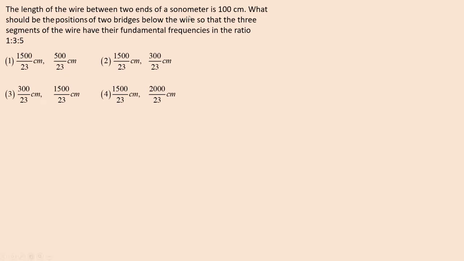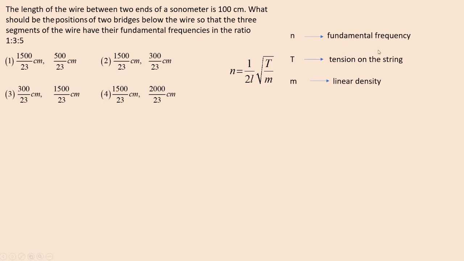The question is on a sonometer whose wire has got a length 100 centimeter. We now see the solution. The formula for the fundamental frequency in the case of sonometer is 1 by 2L root T by M. In this, N is the fundamental frequency, T is the tension on the string, M is linear density defined as mass per unit length. So N is equal to 1 by 2L root T by M.